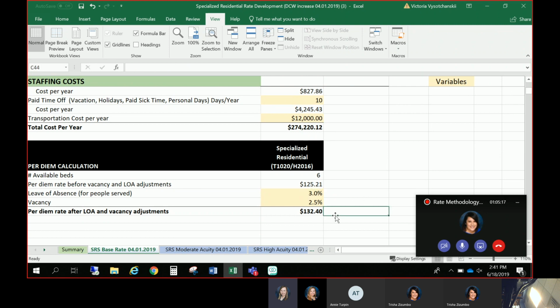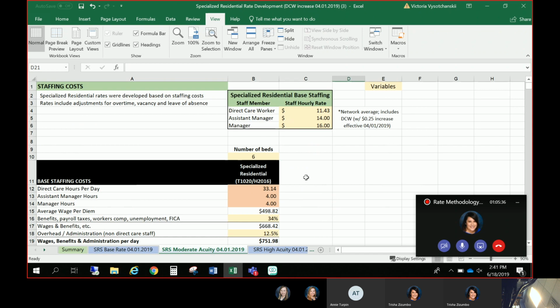So after all of that presented to you, all of those variables taken into consideration, this brings us to a per diem rate after leave of absence and vacancy of $132.40.